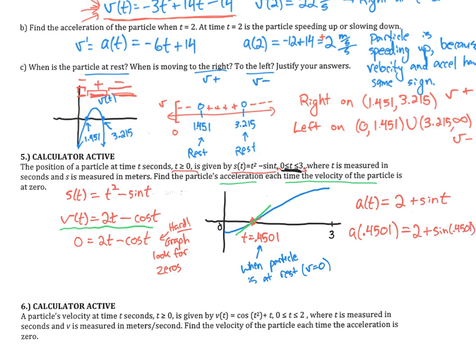Okay, and if I use a little bit of prediction here, this slope is a positive slope, so hopefully this means that my acceleration should be positive, some positive number, after I plug in 0.4501 in for my t. So let's see. So acceleration at 0.4501 would be equal to 2 plus sine of 0.4501, and we get 2.435. Okay, so there's my acceleration.